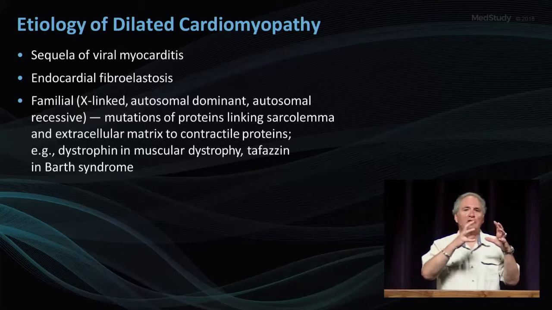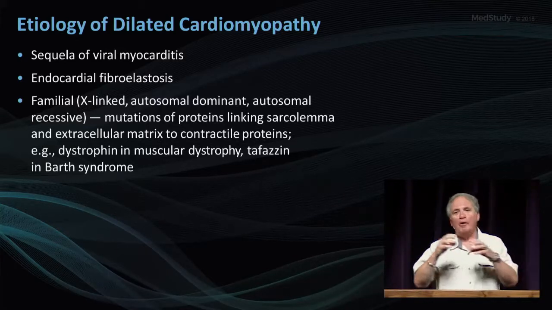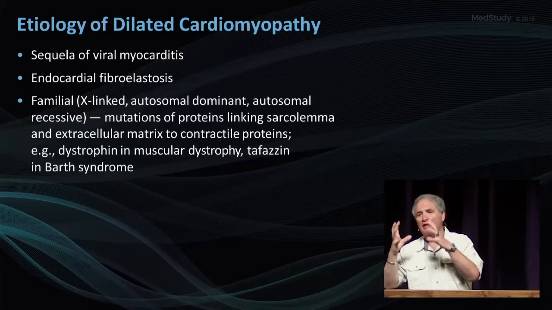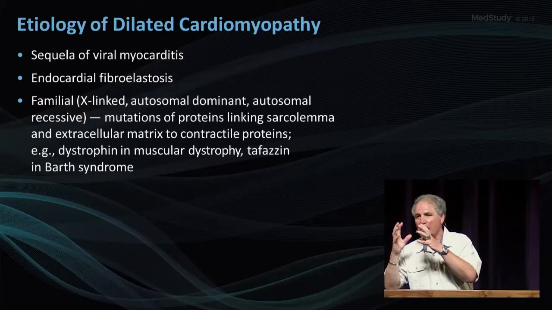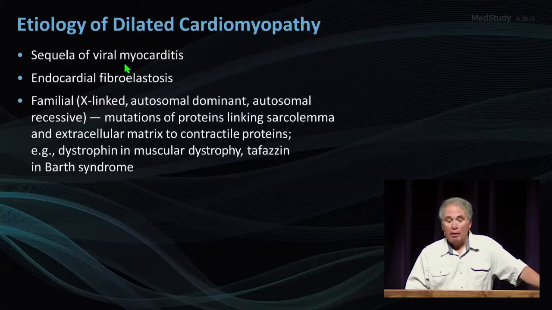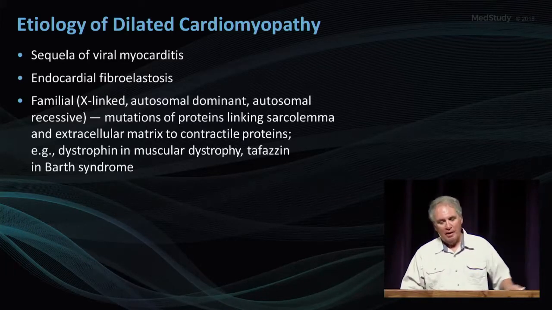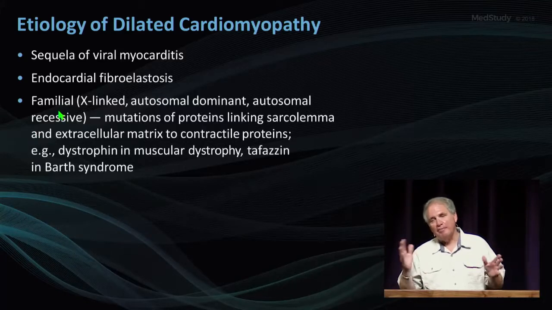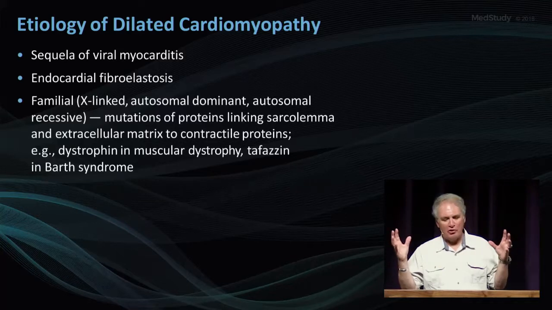Okay, viral myocarditis can present with a dilated heart that is poorly functioning. But what about those other cases that present with a dilated heart that aren't due to active viral lymphocytic myocarditis? Well, they could be a burned out sequela of a viral myocarditis. There are other entities such as endocardial fibroelastosis, don't worry about that, that can present with a dilated heart. And finally, there are also genetic causes of a dilated, poorly functioning heart.